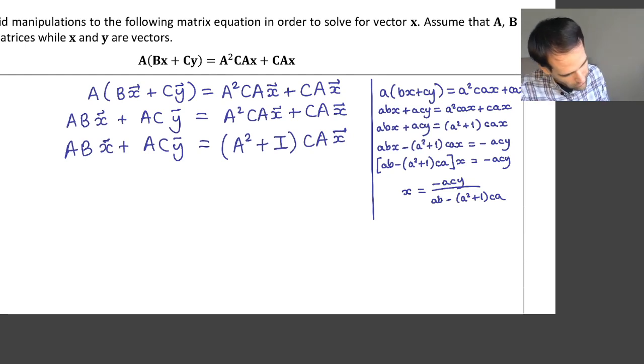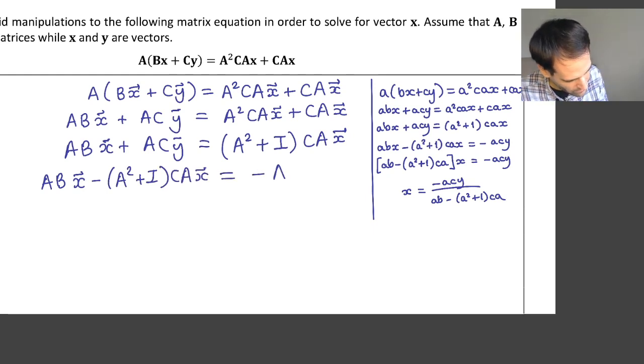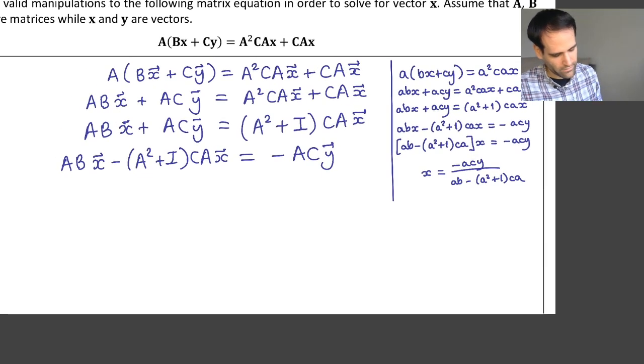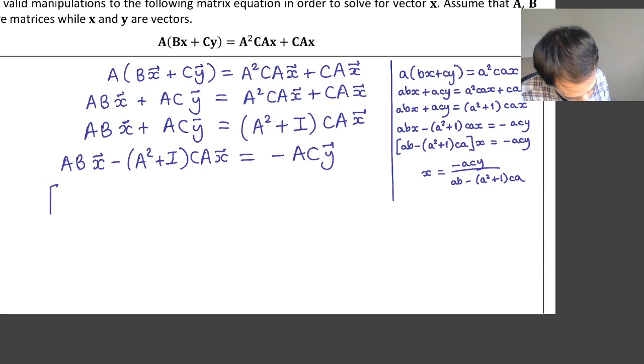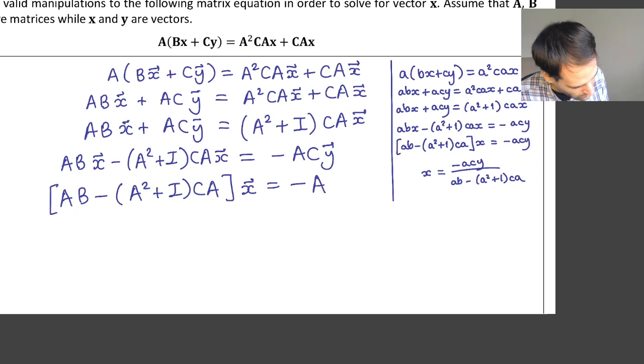Okay, next we move all the x's to one side. So we do ABx minus (A squared plus I) CAx equals minus ACy. Now we factor out the x on the left. So we do AB minus (A squared plus I) times CA, x equals minus ACy.